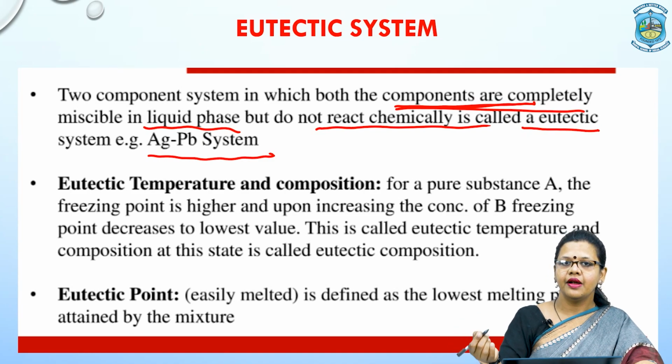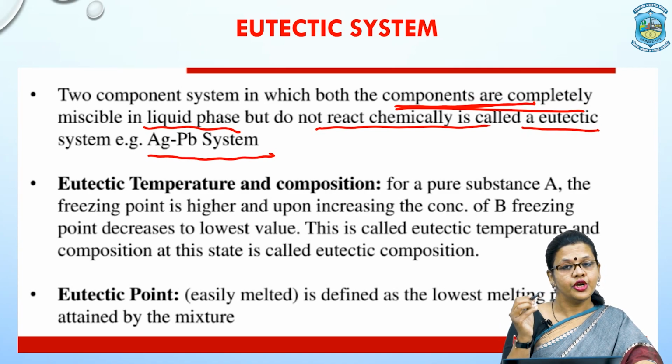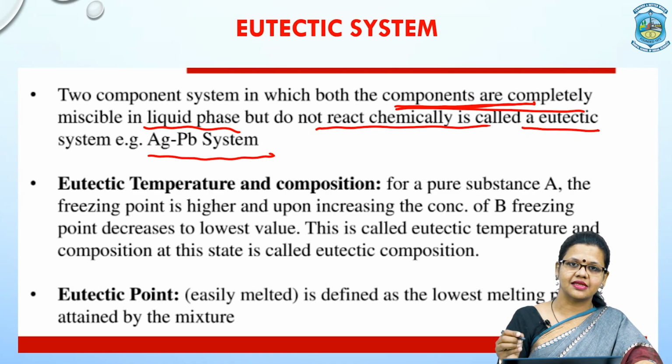They maintain their individualities. So such a mixture, with a specific composition of the two liquids together and not forming any new compound, is known as a eutectic mixture, and such systems are known as eutectic systems.